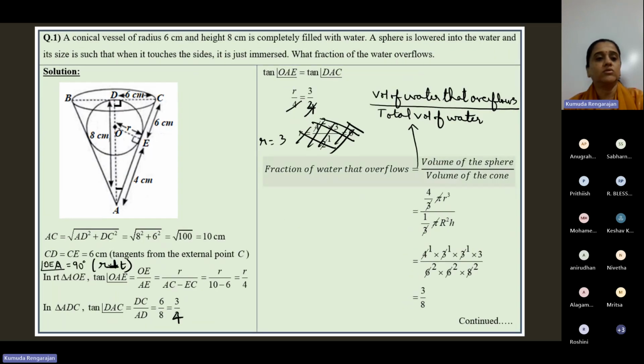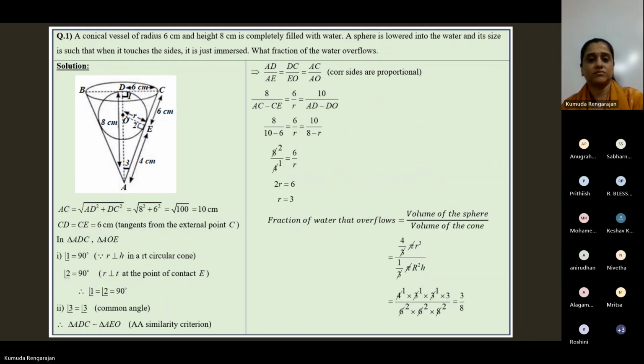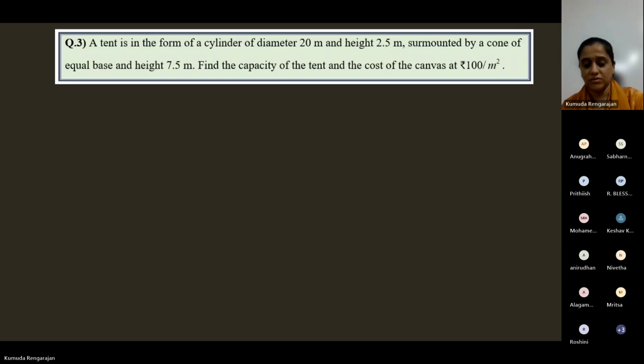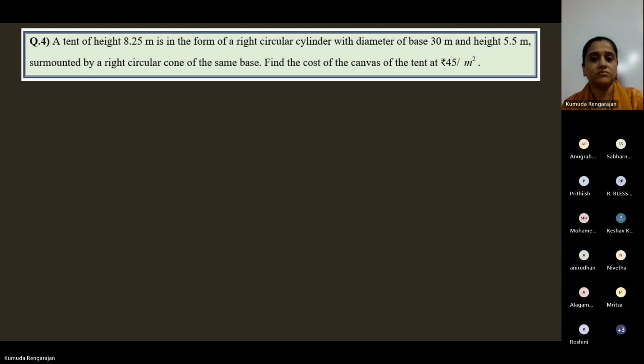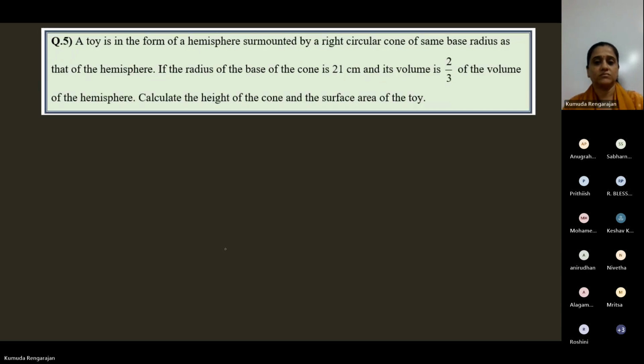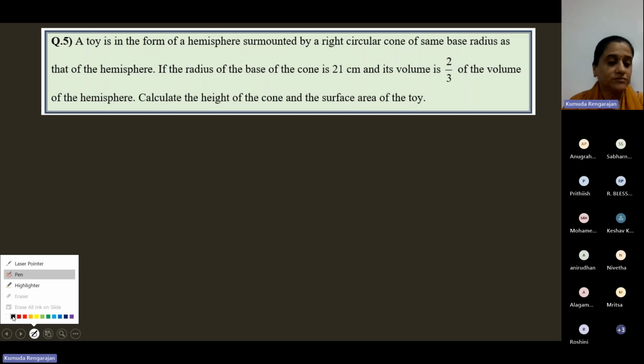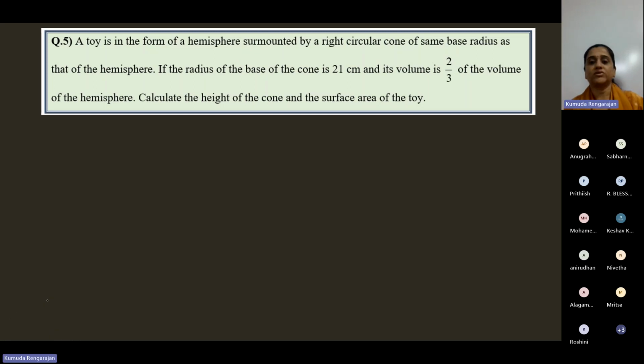All right. So now the two new theorems from this chapter, circles, which you have seen: tangents from an external point to the circle are equal. So here CD is equal to CE. And then the radius and the tangent at the point of contact are perpendicular to each other. Yeah, this is your next question. Please take down the question and try it yourself.